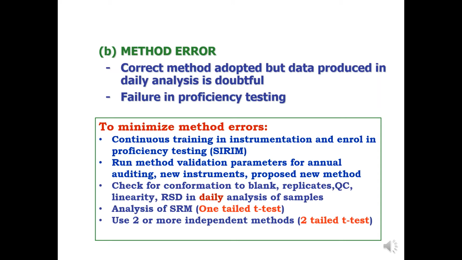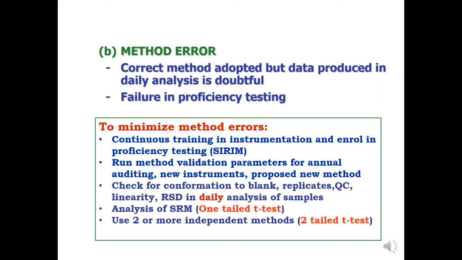So this is the daily checking when you are running samples, or even not on a daily basis, every time you run a sample. You must run with a blank and the QC, check the linearity, the QC and the RSD, and only then can you run your samples. Any failure in the linearity, R squared not equal to 0.99, or your QC not within 95 to 105 or 90 to 110, or your RSD more than 10%, you cannot run these samples. You cannot run the samples.